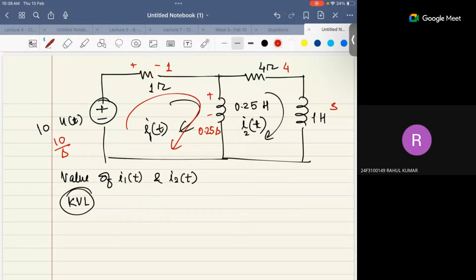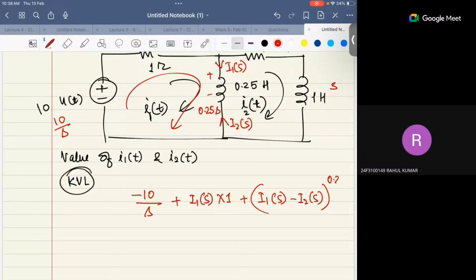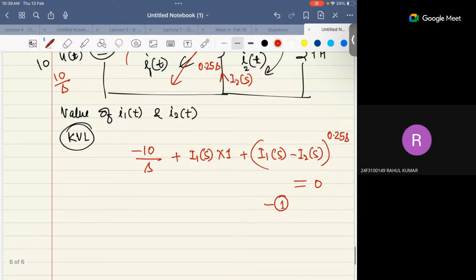We are going from minus, so minus 10 upon S plus I1 times 1. This is I1(S) and this is I2(S). If you are taking I1(S) minus I2(S) times 0.25S equals 0. Correct? This is the first equation. Anybody has any doubt on this?